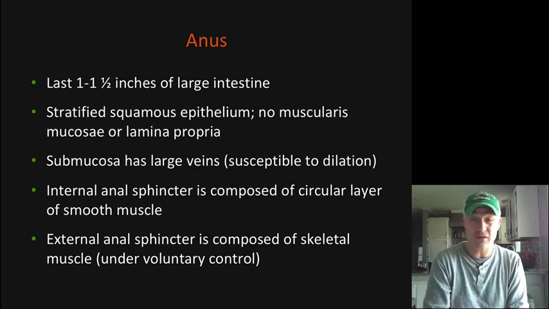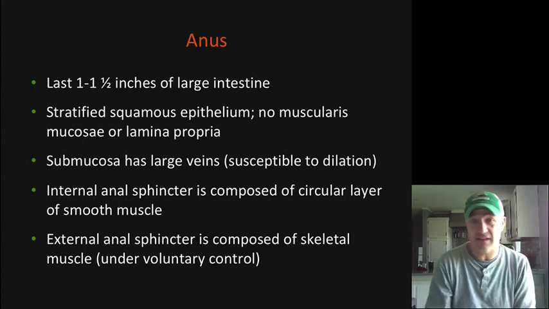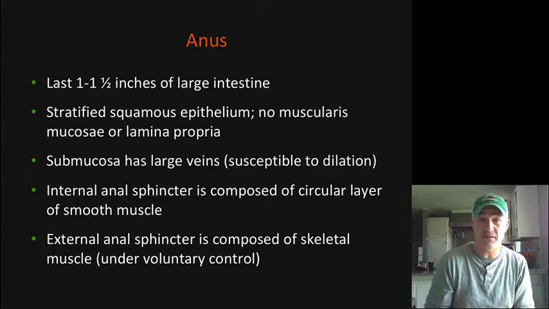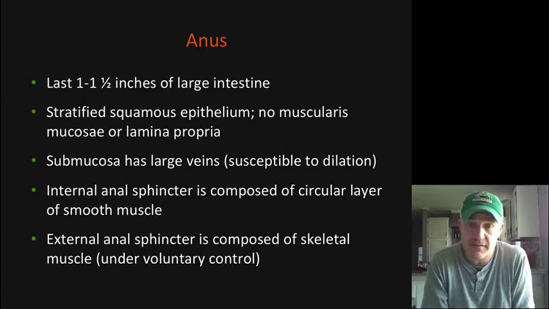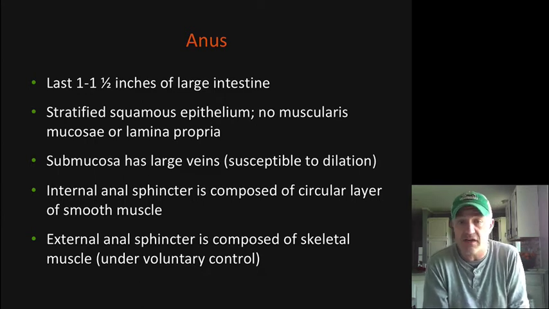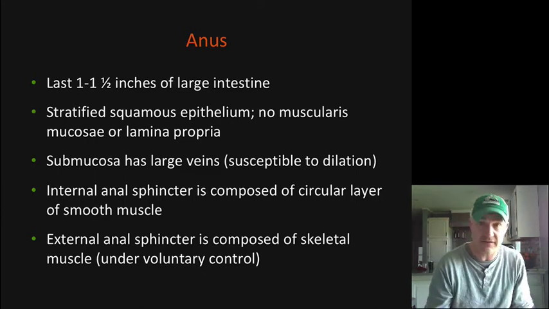You don't have any muscularis mucosa, no lamina propria, and there are large veins underneath this. If they somehow get burst a little bit, that's where you get hemorrhoids. And again, an inner circular layer of smooth muscle and an outer layer of skeletal muscle make up our anal sphincters.